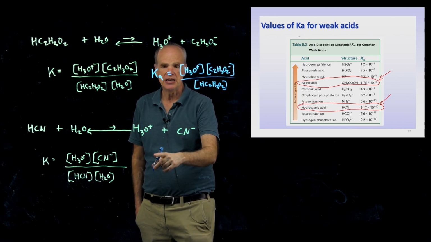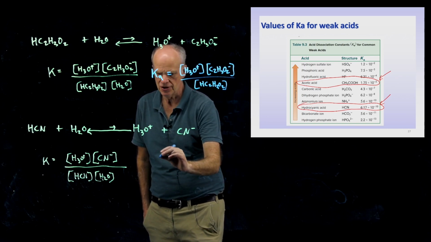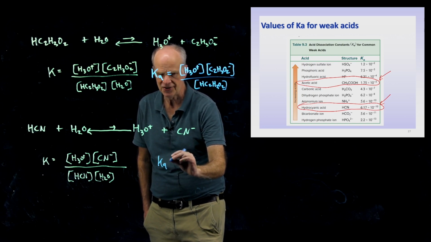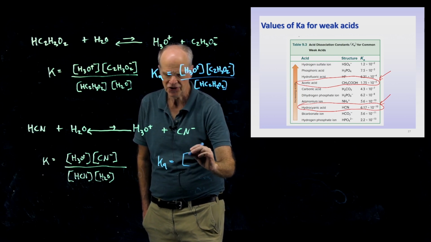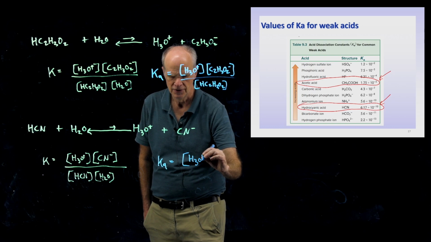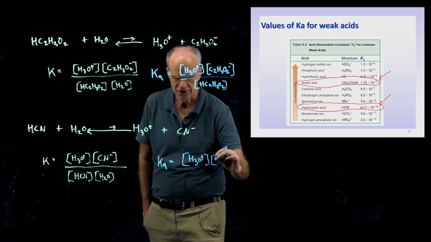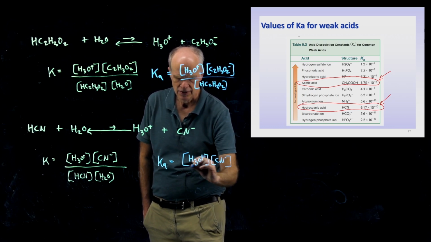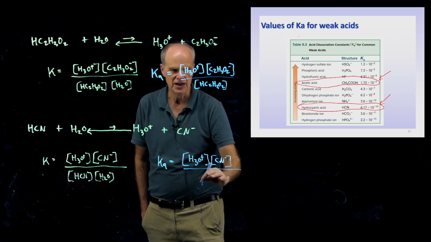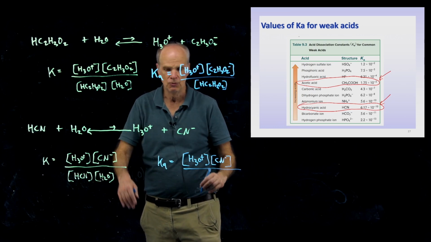Okay, you can do the same thing here for this acid. So I'm going to write a Ka for this acid. It's going to be products, H3O times the concentration of cyanide over, again, for reactants, we leave out water.